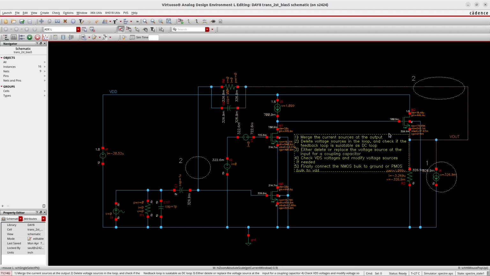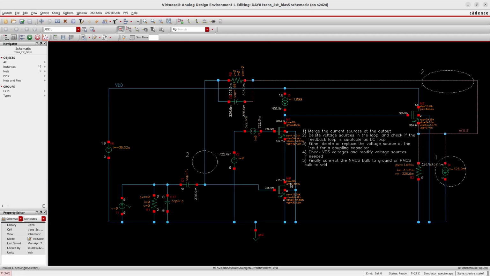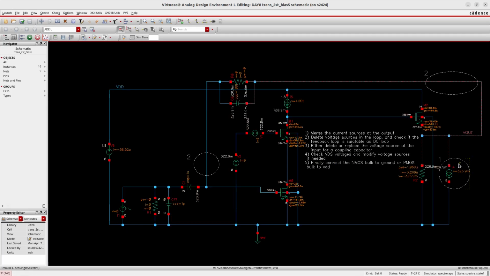We can see that the feedback is working nicely. It is setting the voltage that is needed for the transistor to pass 20 microamp. The feedback is actually doing its job, so it's not really a problem.